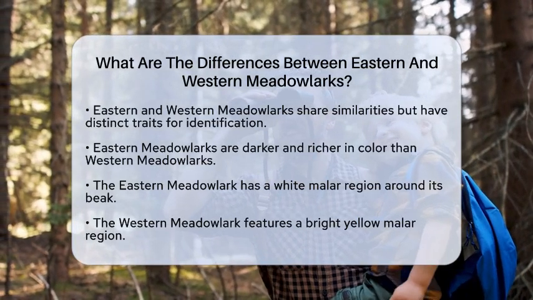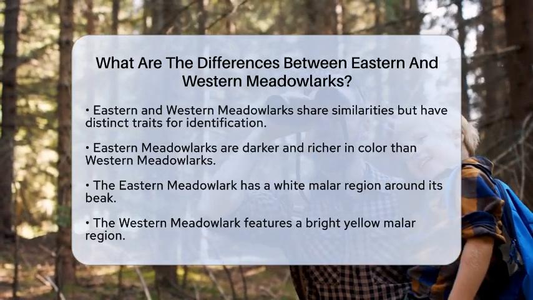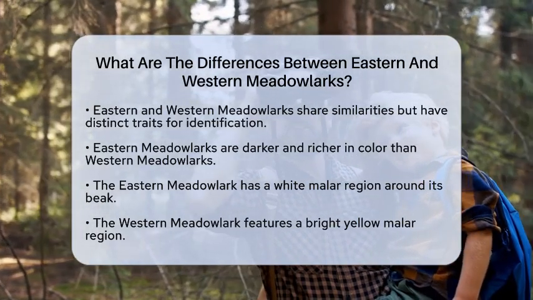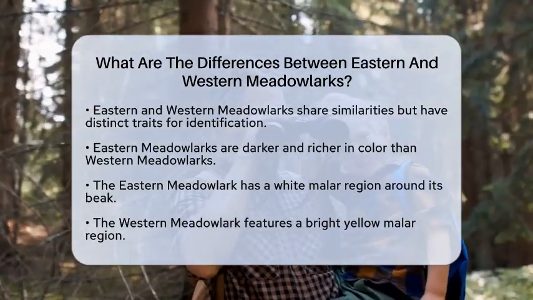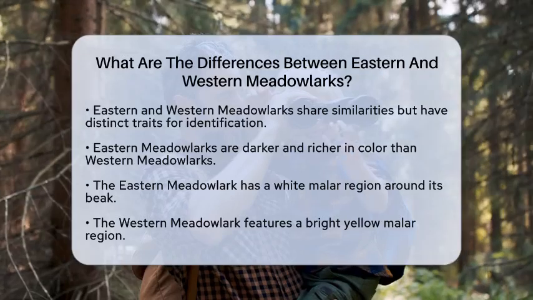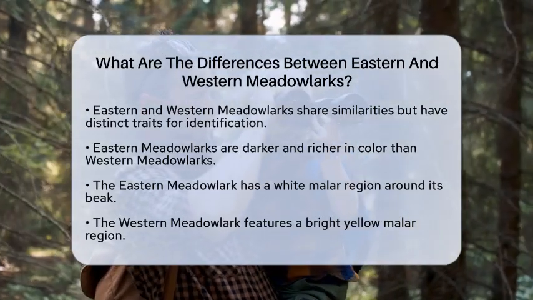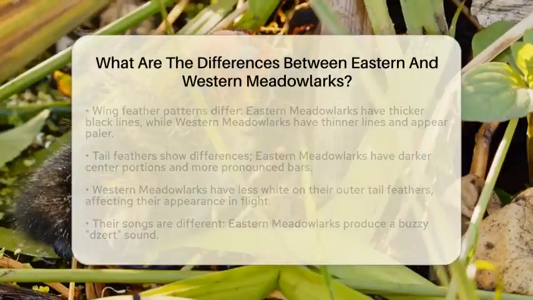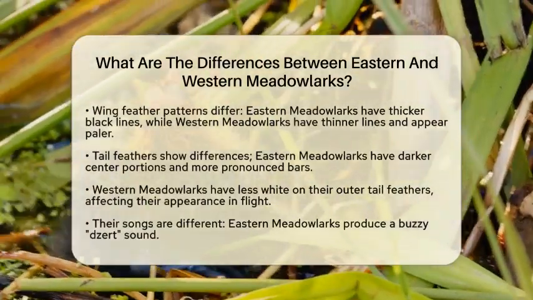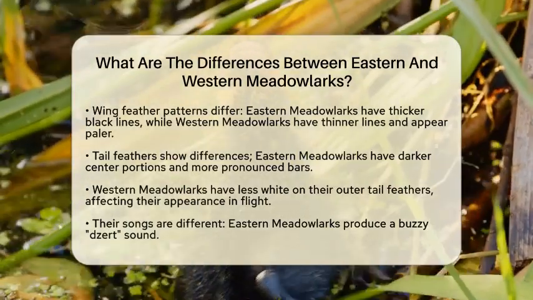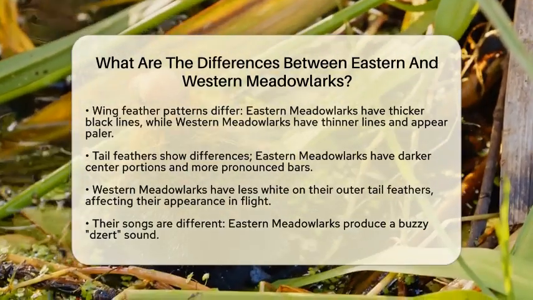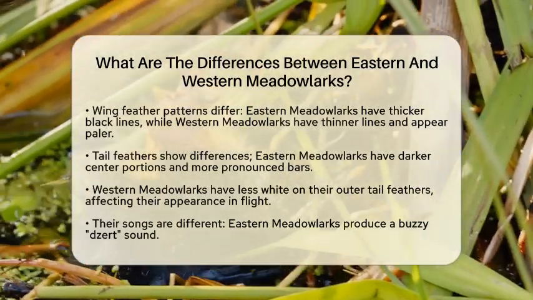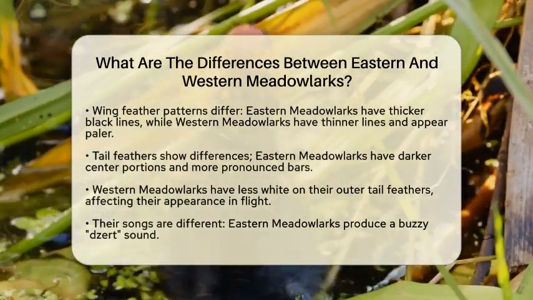First, let's talk about their physical features. Eastern meadowlarks are typically darker and richer in color compared to their Western counterparts. The Eastern meadowlark has a white malar region, which is the area around the beak, while the Western meadowlark shows off a bright yellow malar region. If you look closely at their wings, you will notice that the Eastern meadowlark has thicker black lines on its folded wing feathers, whereas the Western meadowlark has thinner lines and appears paler overall.